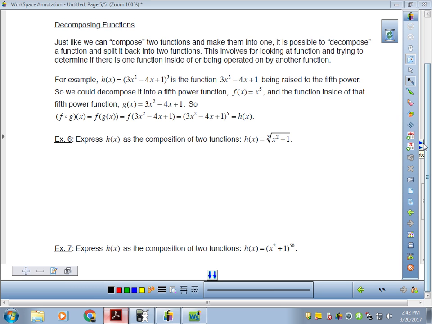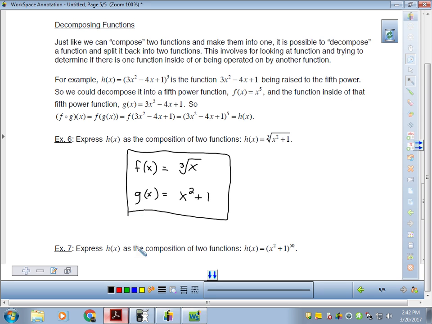Example 6 says express h of x as the composition of two functions. H of x is equal to the cube root of x squared plus 1. So we want two functions, f of x and g of x. Now g of x is usually the easier one to determine. What is on the inside? Well, on the inside is x squared plus 1. Now, what is it inside of? X squared plus 1 is inside of a cube root, so my outer function is the cube root of x.